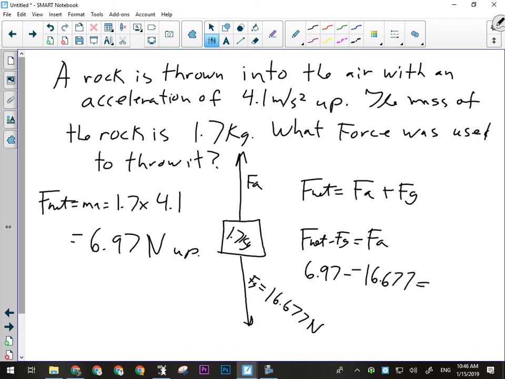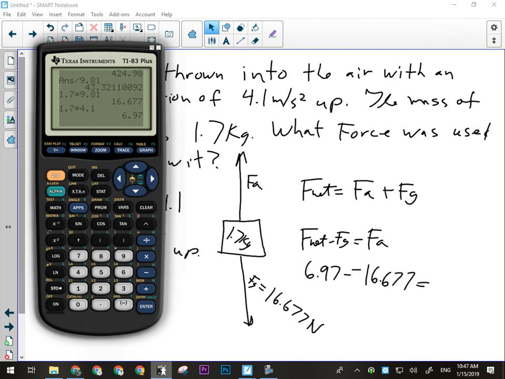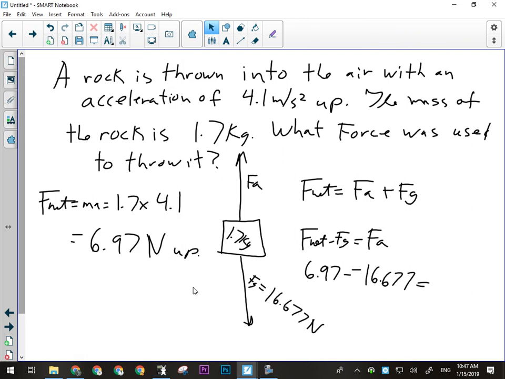So that'll be 6.97 minus negative 16.677. Why is it important that I made that negative? Yeah, gravity's pulling down. If I don't do that, I'm going to get that my applied force is really small, and there's no way that the rock could accelerate upwards if the applied force is smaller than gravity. So we'll go plus 16.677. All right, so our applied force is 24 newtons up.